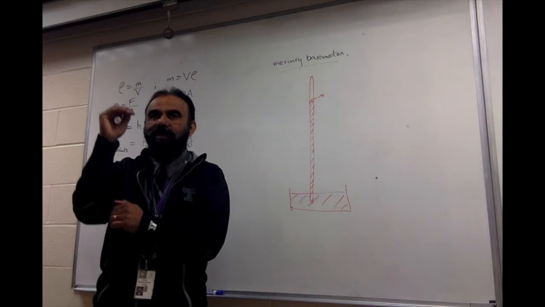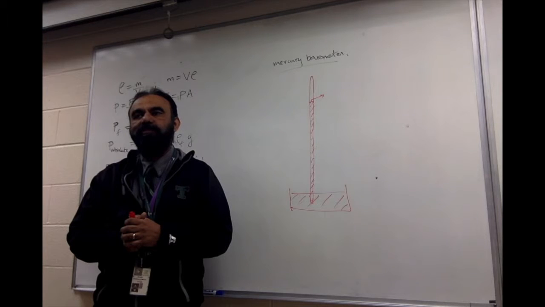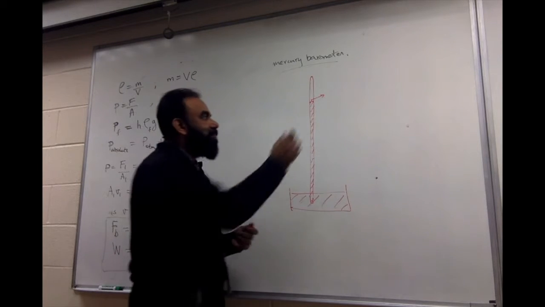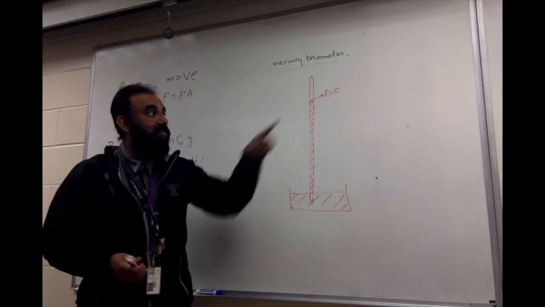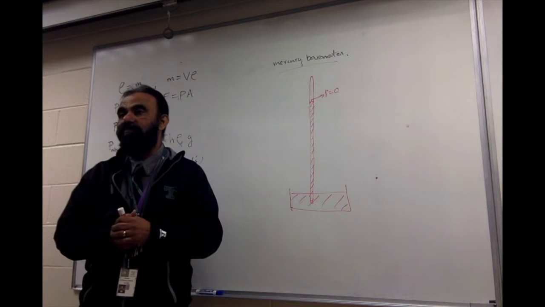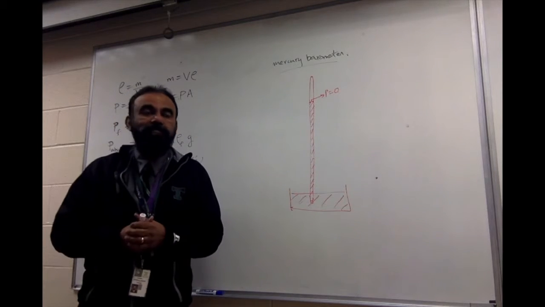And when the mercury came down, it was leaving behind what? Nothing. So what's the pressure? Zero. Pressure is zero there. In other words, that is vacuum. It's vacuum on the top.